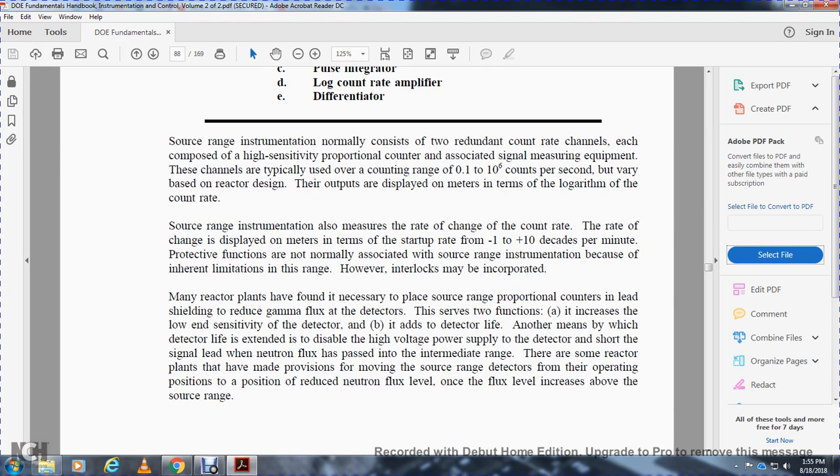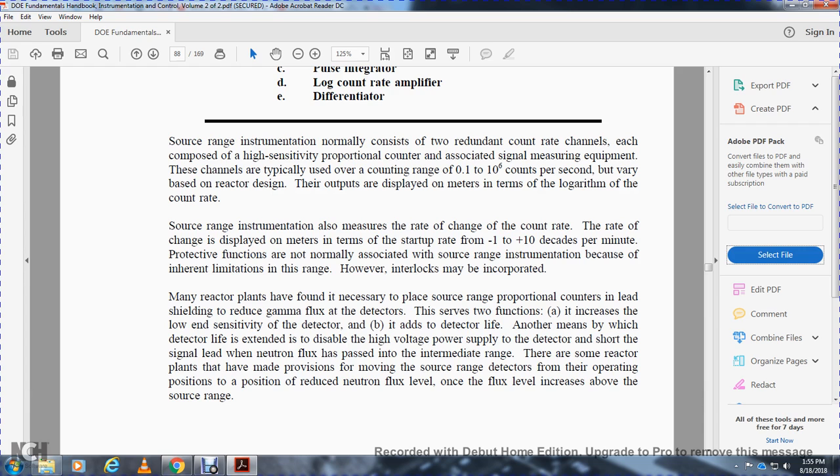Source range instrumentation also measures the rate of change of the count rate, displayed on a meter in terms of startup rate, from -1 to +10 decades per minute. No particular protective function is normally associated with the source range instrumentation because of the inherent limitation of the range, however interlocks may be incorporated.